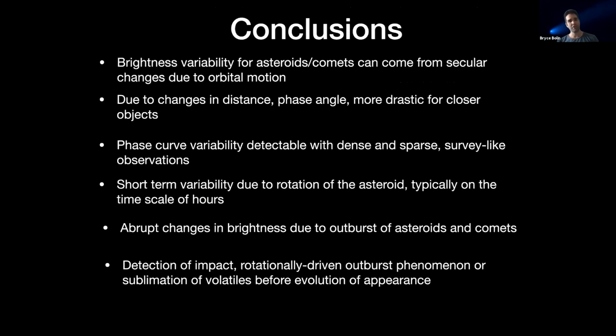So here are the conclusions. Brightness variability can come from secular changes due to orbital motion, which is comprised of changes in distance and phase angle, and is more drastic for close-up objects. Then you have phase curve variability due to the phase effect, where brightness changes with phase angle. And you have short-term variability due to the rotation of the asteroid, typically on the time scale of hours. And then you can have abrupt changes due to a spontaneous outburst, due to sublimation of volatiles, rotation and disruption events. This can actually be a way to detect and predict these outcomes, where you have an outburst occur in which the brightness increases in the light curve, followed by an extended evolution into an extended appearance.